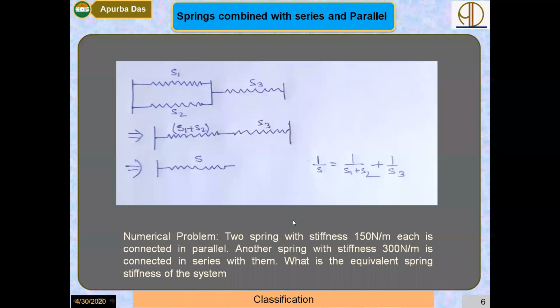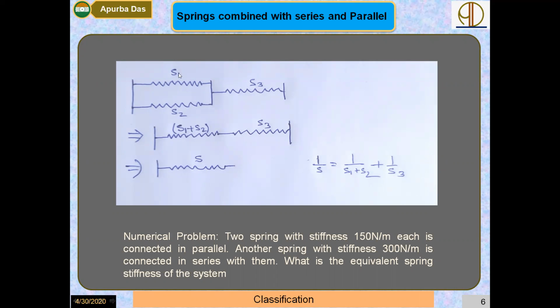So here is one good example. When several springs are connected with a combination of series and parallel, how can we solve it? So let's say these are 3 springs. The first and second springs with stiffness S1 and S2 are connected in parallel, and with that another spring with stiffness S3 is connected in series.